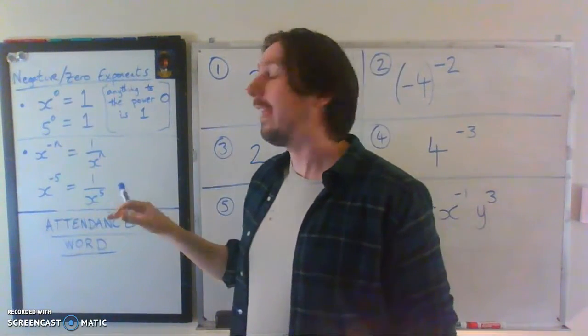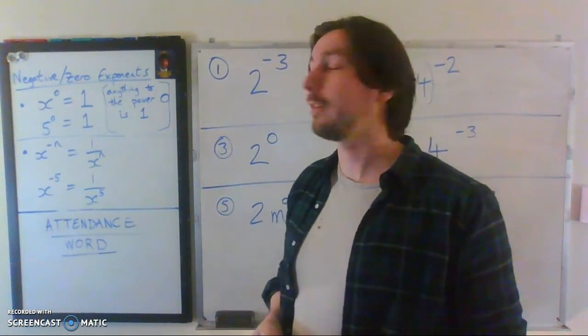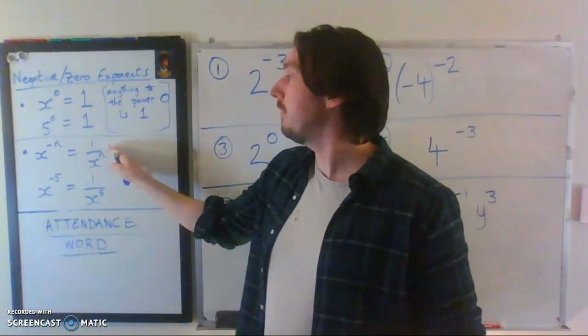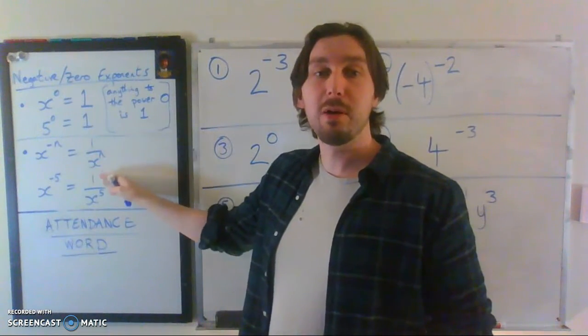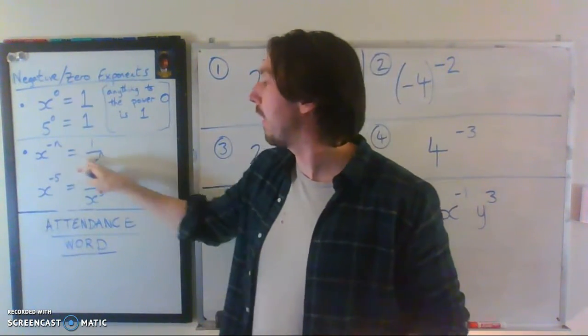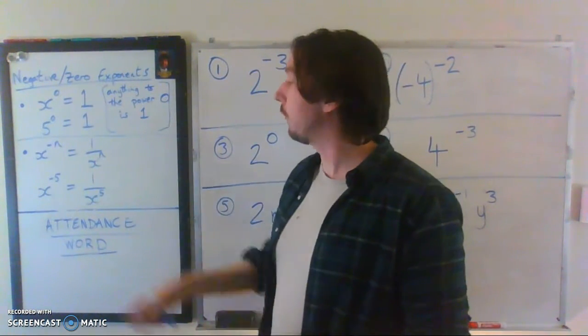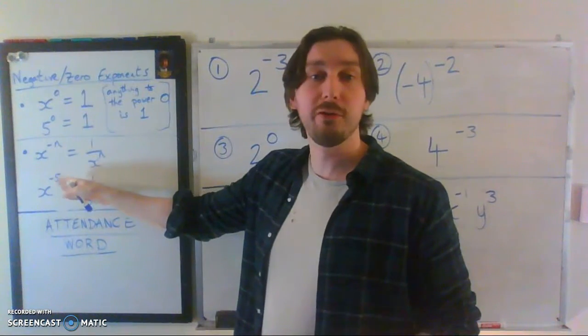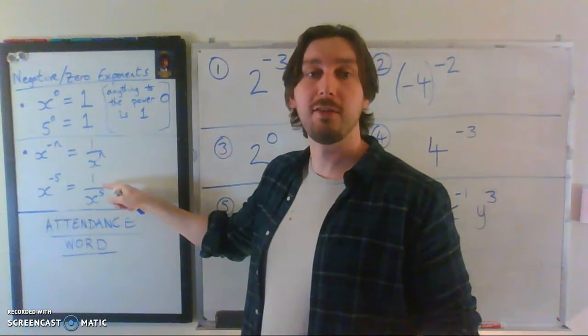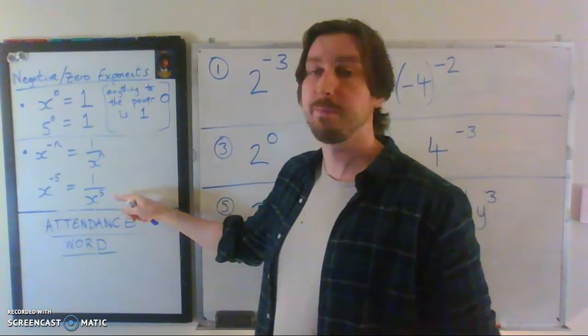The rule for negative powers is just that we can express them as a fraction, and then if they're on the bottom of that fraction, the power becomes positive. So x to the negative 5 can also be written as 1 over x to the positive 5.